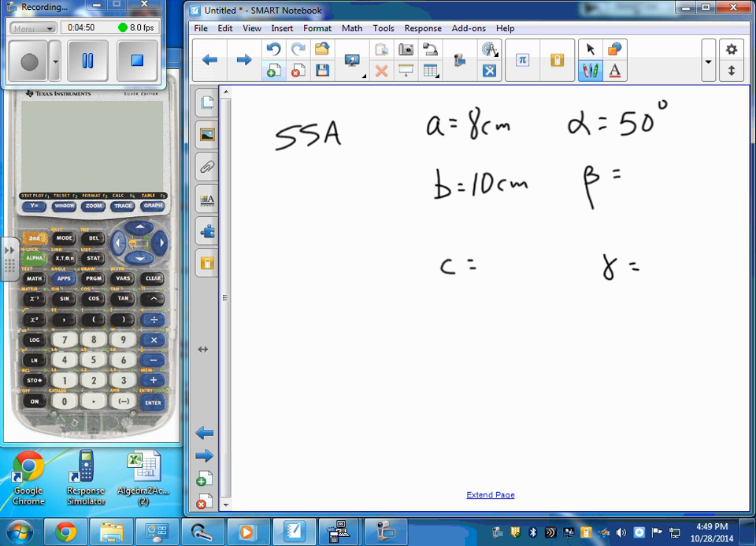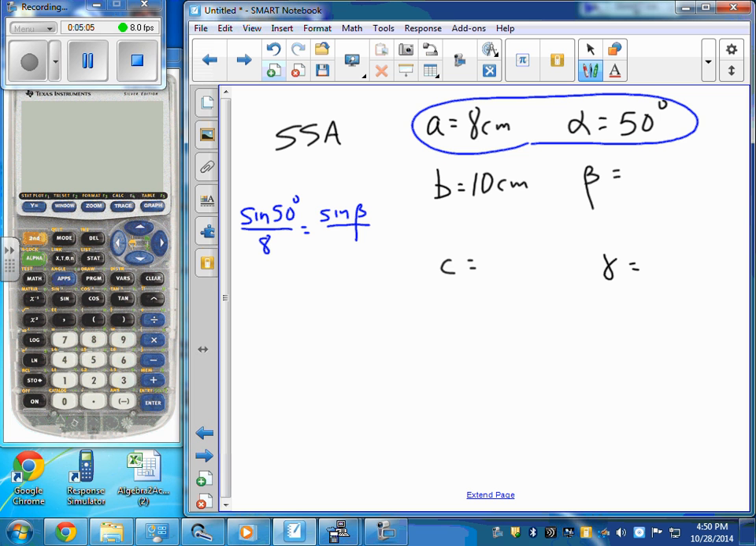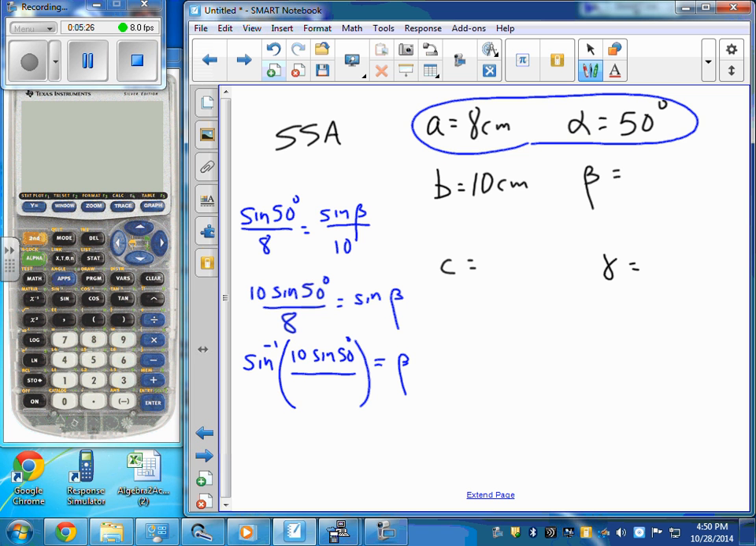Just like before, we notice that this pair is set up. So that's the ratio I'm going to start with. I'm going to have the sine of 50 degrees over 8 equal to the sine of beta over 10. My calculator takes that very nicely. 10 sine 50 degrees over 8 is the sine of beta. So beta will be the sine inverse of this quantity, 10 sine 50 degrees over 8.